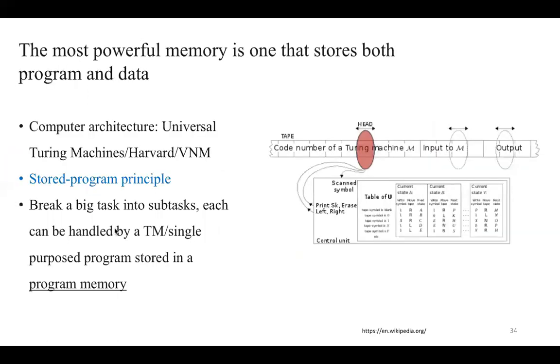Another idea, which is similar but more generic, is the idea of program memory. Here, the most powerful memory is the one that stores both the program and data. This principle is known as the stored program principle, and has been mentioned in the Universal Turing Machine or Harvard and von Neumann architecture. So we need to break a big task into subtasks, and it can be handled by a Turing machine stored in the program memory. So the program memory will store the Turing machine.